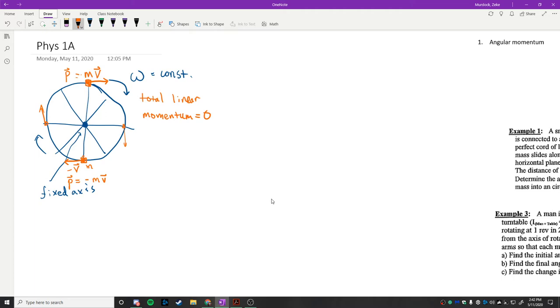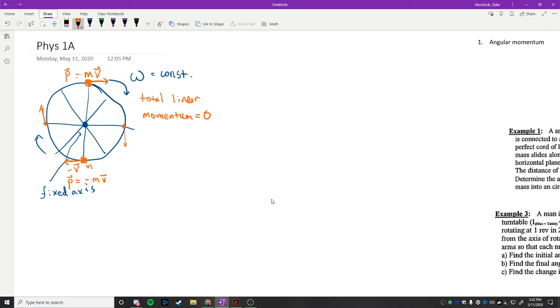This would be like, take your bicycle, turn it upside down so that it's sitting on the seat and the handlebars are on the ground, right? And you just spin the wheel. That bike's not going anywhere, so it has no linear momentum, right? The center of mass actually has to move to get any linear momentum, right?